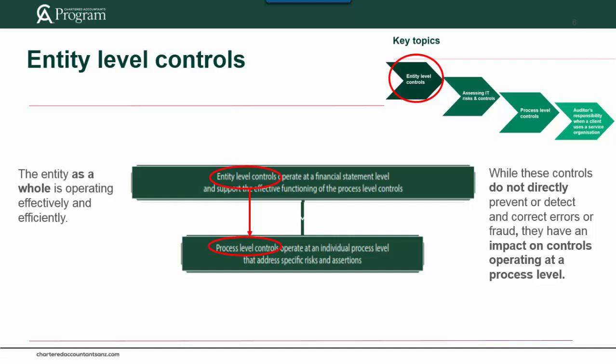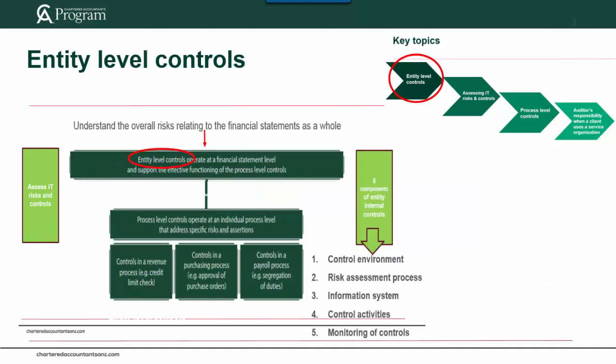For this reason, auditors consider entity-level controls early in the audit process because the results of the evaluation of entity-level controls can impact on the audit strategy and the audit plan. Entity-level controls typically include the following elements of the 5 components of an entity's internal control. Controls relating to the control environment. This is often referred to as the tone at the top.